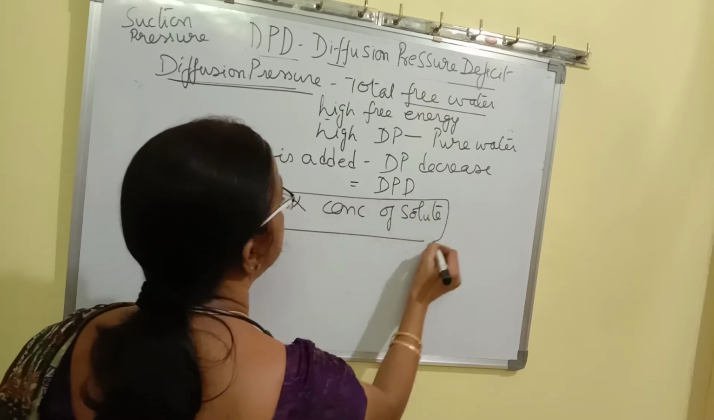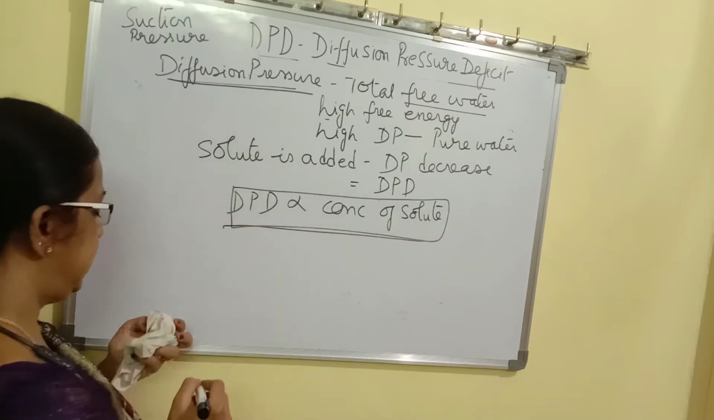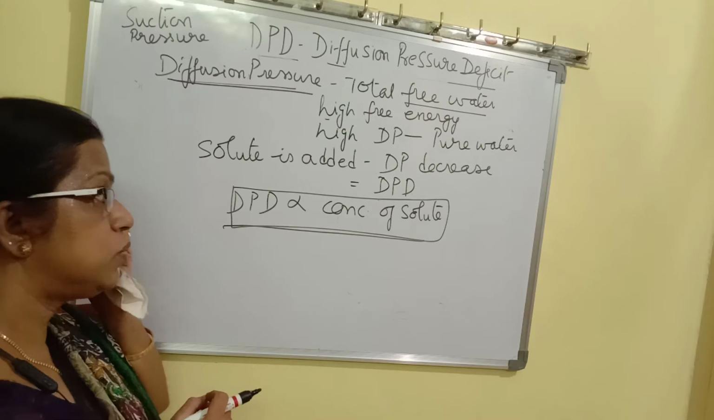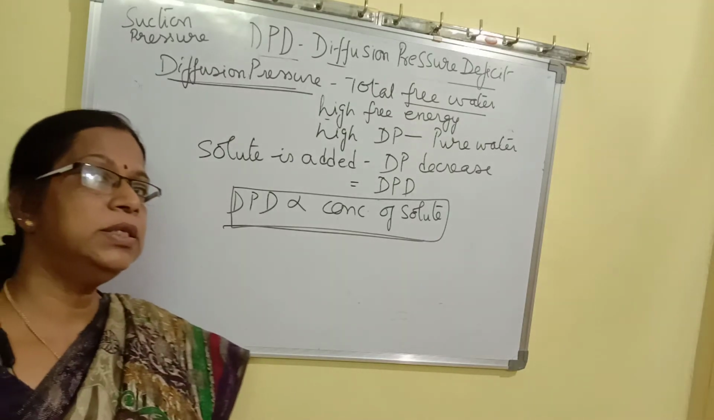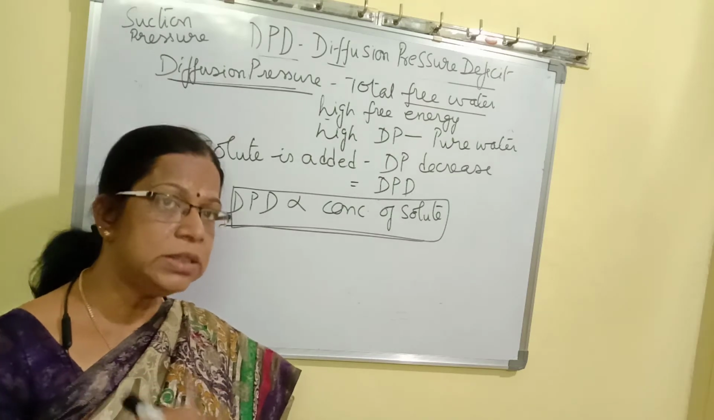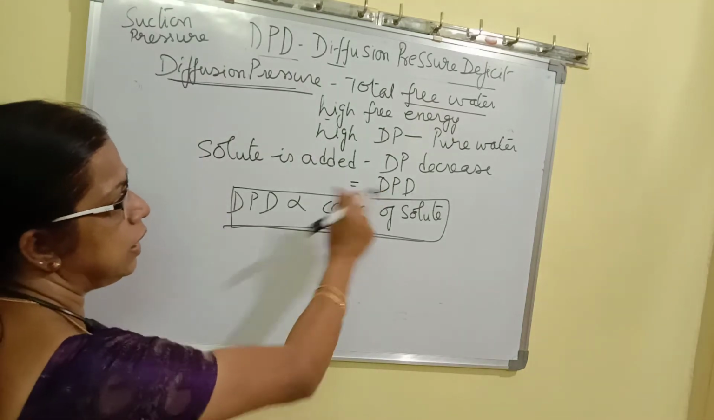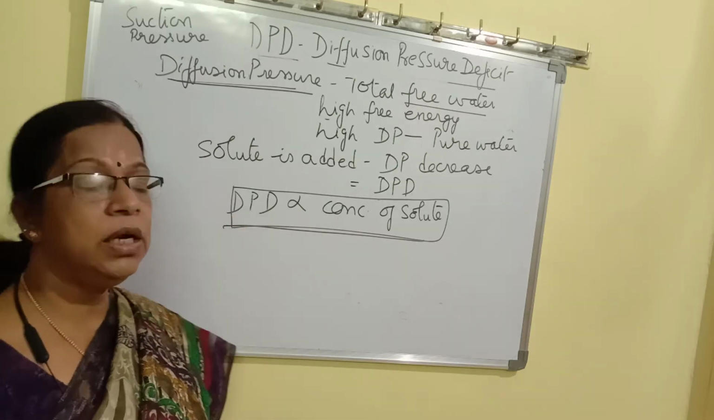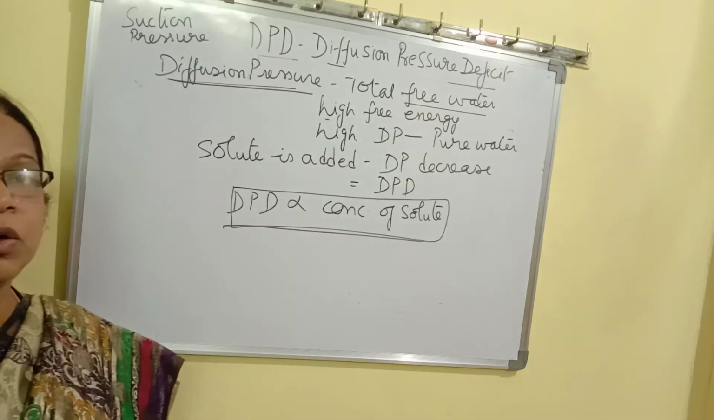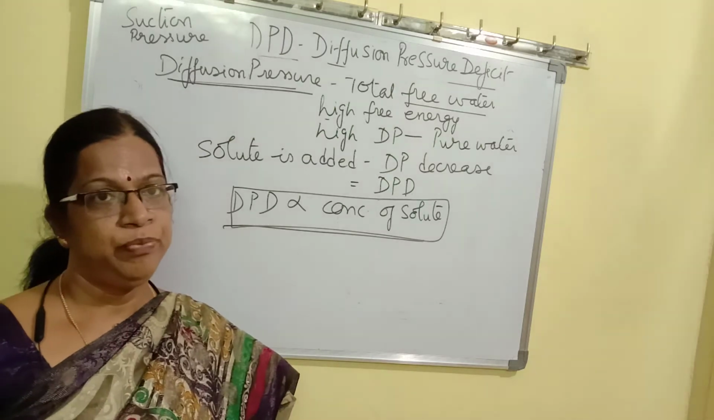DPD is directly proportional to concentration of solute. So when we add more and more solute, there will be more and more decrease in diffusion pressure. The decrease in diffusion pressure, we are describing it as DPD. So DPD will be directly proportional to concentration of solute.